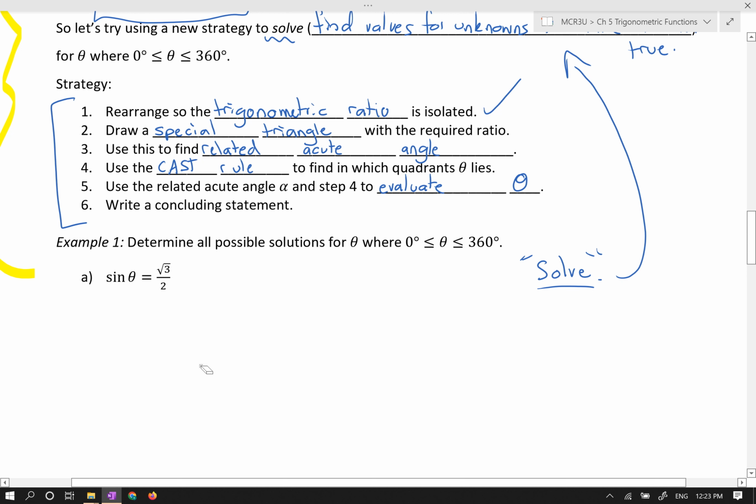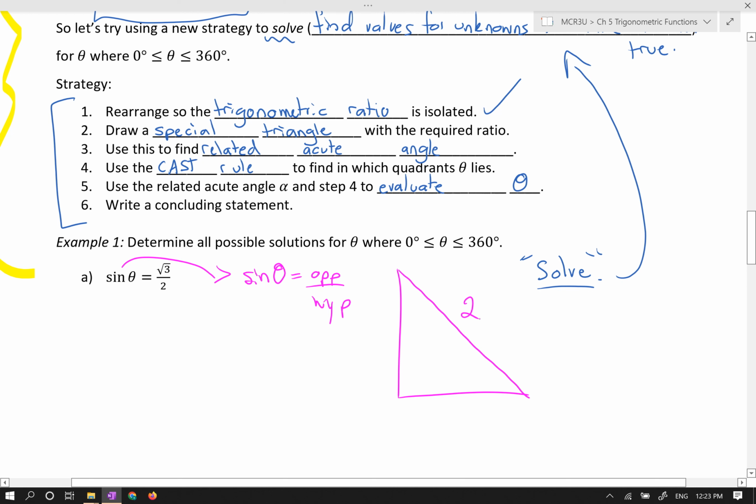Well, hang on. Where do we want these root 3 over 2? Well, we know the sine of theta is equal to my opposite side over my hypotenuse. So I'm looking to have a special triangle, in particular with an opposite side of the square root of 3 and a hypotenuse of 2. That makes a lot more sense.